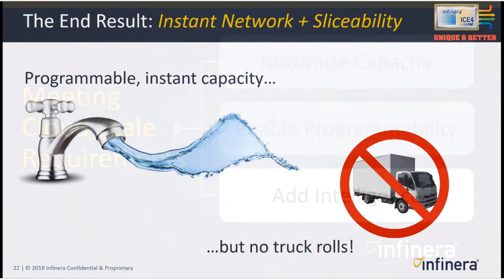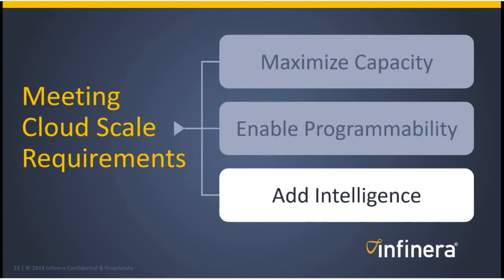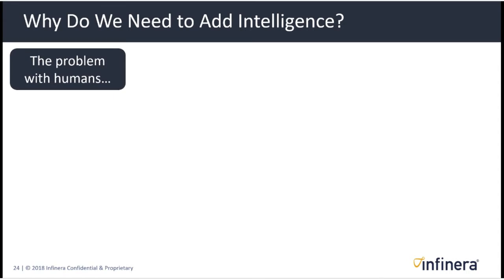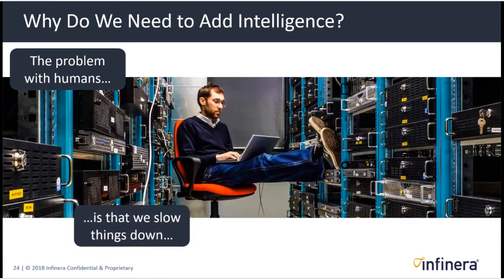So I've explained how Infinera's PIC technology can help maximize core network capacity and also to create a truly programmable optical data plane in the network. I'd like to end with a look at how we could add intelligence in this architecture. So first of all, why do we need to add intelligence? In the past, networks have just been run by humans, so why change that now? Well, the problem with humans is that we slow things down, and we tend to make mistakes. So we need to automate network operations to avoid those errors and to speed up service delivery.